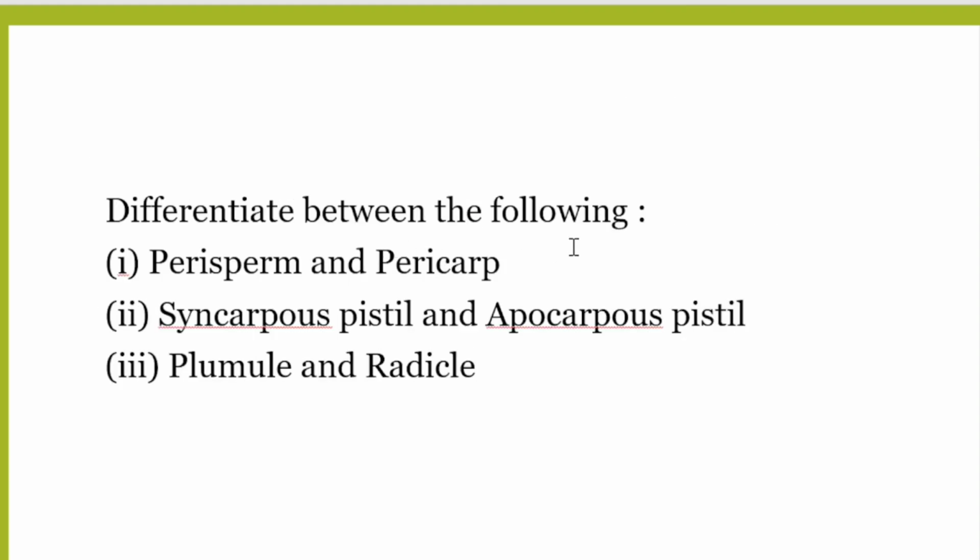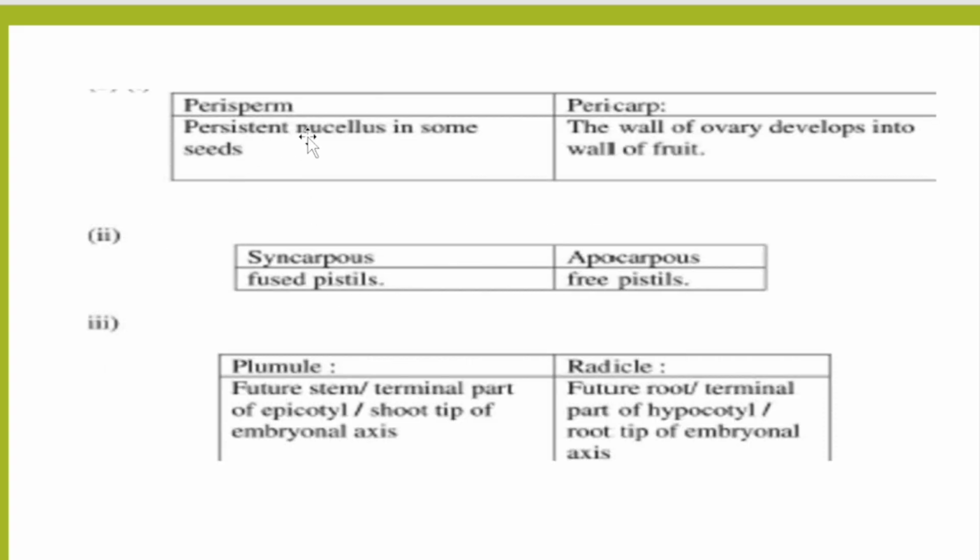Now it's a differentiating question. Differentiate between perisperm and pericarp. So perisperm is a persistent nucellus in some seeds, whereas pericarp is the fruit wall, the wall of the ovary which develops into the wall of the fruit.